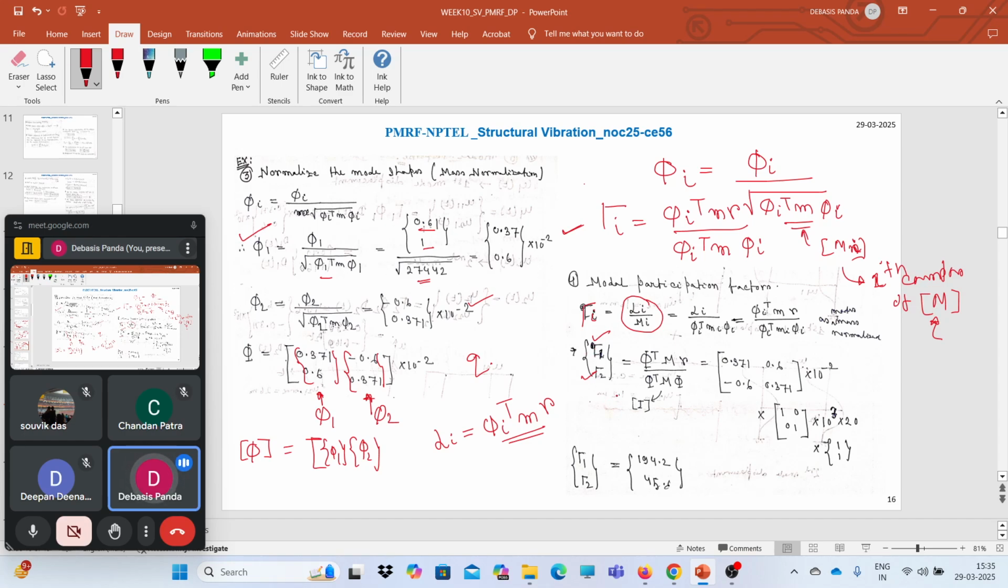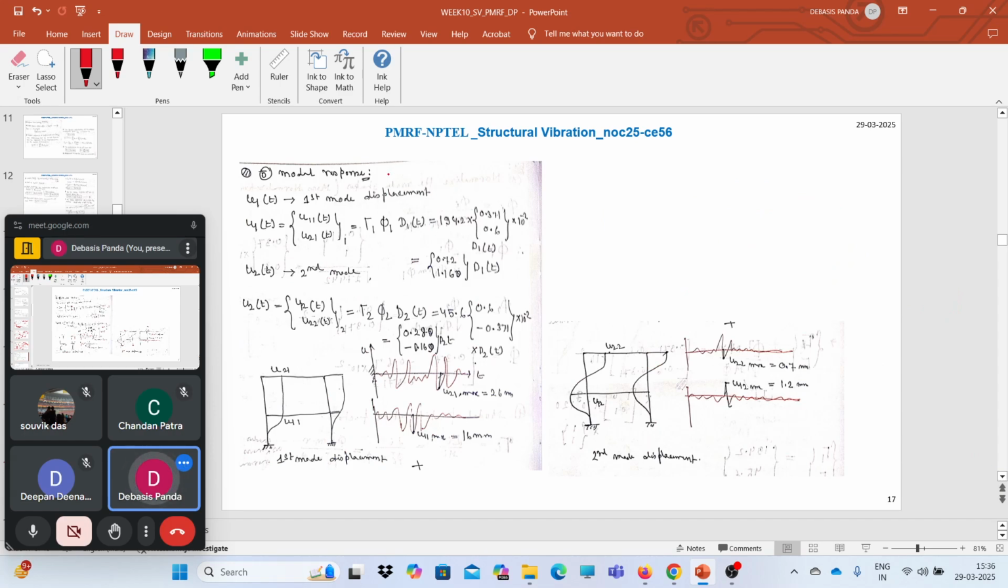So in vector form, how will it look? It would look like phi transpose, that big phi, the modal matrix, phi transpose m r divided by phi transpose m phi. Ultimately, phi transpose m phi will be an identity matrix. It will be 1, and the calculation will be easy. So either you can calculate it separately using this equation, or you can use the whole mode shape matrix to calculate the participation factor. The participation factor corresponding to the first mode comes as 194.2, and the second mode comes as 45.6.